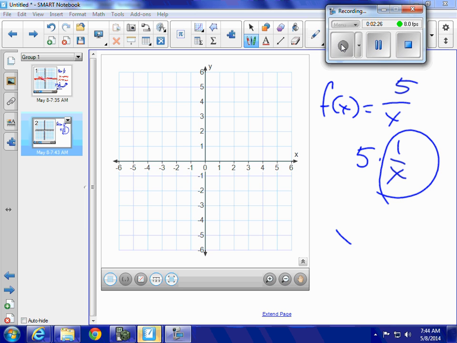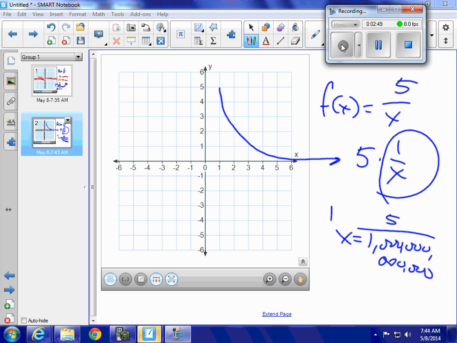If x is equal to a gazillion, however many zeros a gazillion is, does it make much difference if it's 5 over a gazillion or 1 over a gazillion? No, it doesn't really make any difference. Our horizontal asymptote is still going to be approaching that 0. As x approaches infinity, our horizontal asymptote is still going to be approaching 0.